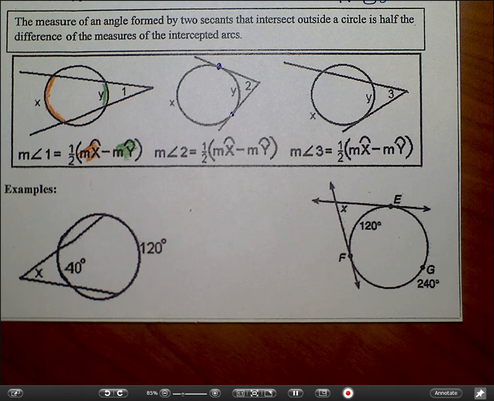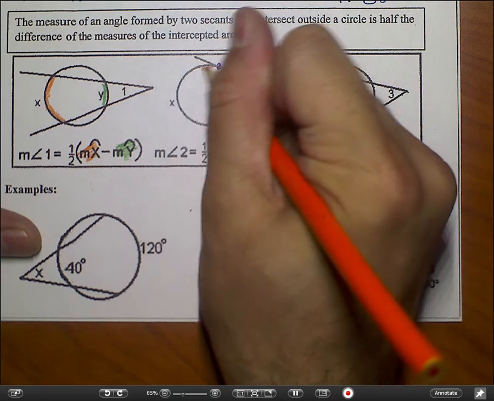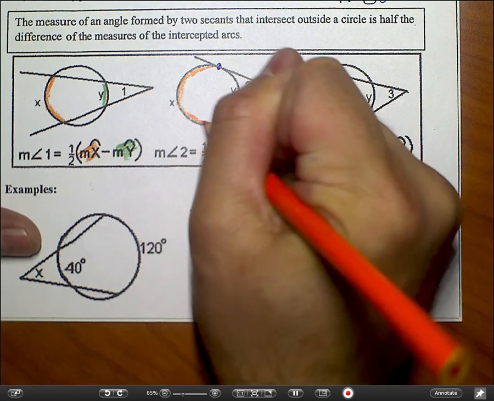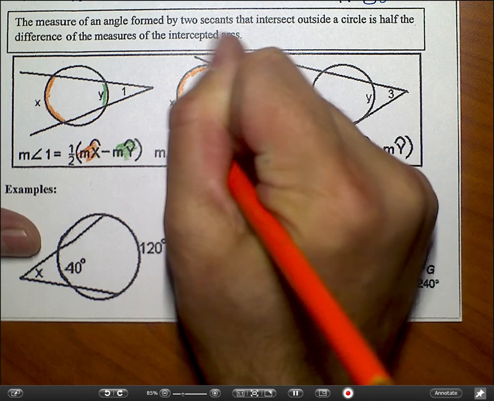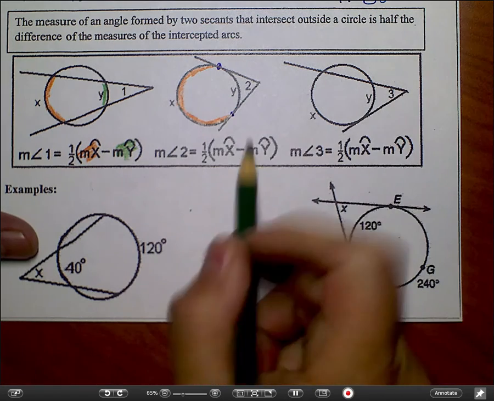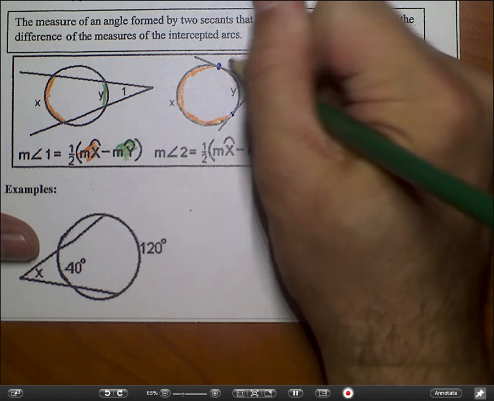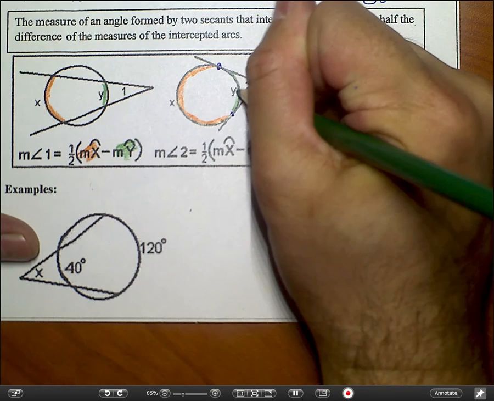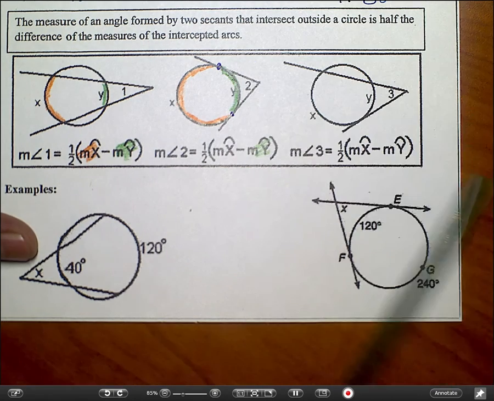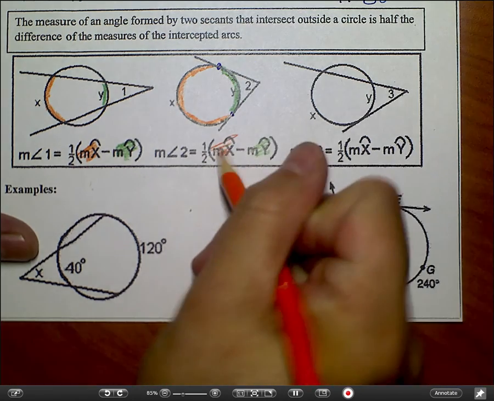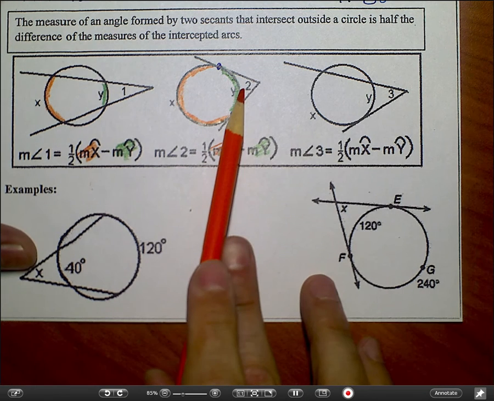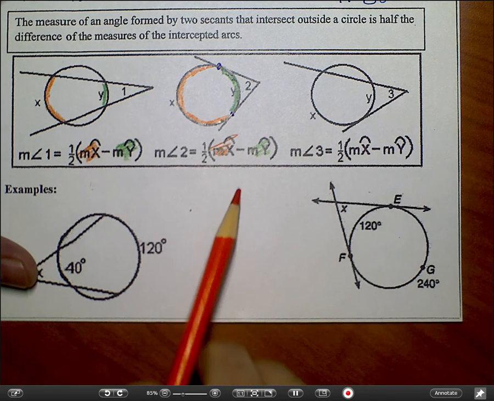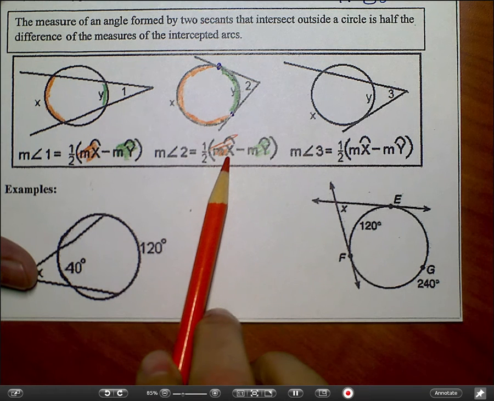Okay, this next one. What is the big pizza crust? Well, X. So when I'm dealing with two tangents, big pizza crust minus little pizza crust, right? So the angle on the outside, where those two lines intersect, is going to be 1/2 big crust minus little crust.